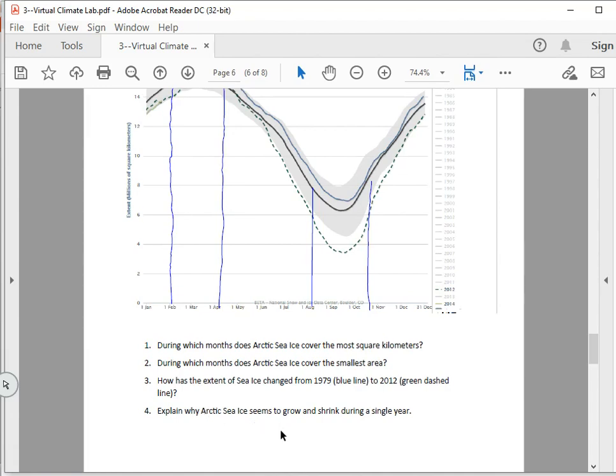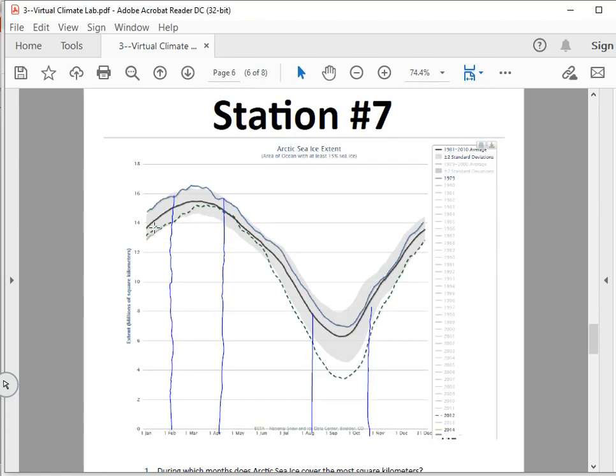And then number four, explain why Arctic sea ice seems to grow and shrink during a single year. And I explained this in class to you as well. So during the quote unquote winter months in the northern hemisphere, that's where Arctic is found, North Pole, the sea ice grows because our Earth is tilted away from the sun during the winter. And as we tilt back towards the sun in the summer, it starts to warm up and we get more heat and radiation tilted in the northern hemisphere, and we see that represented here.